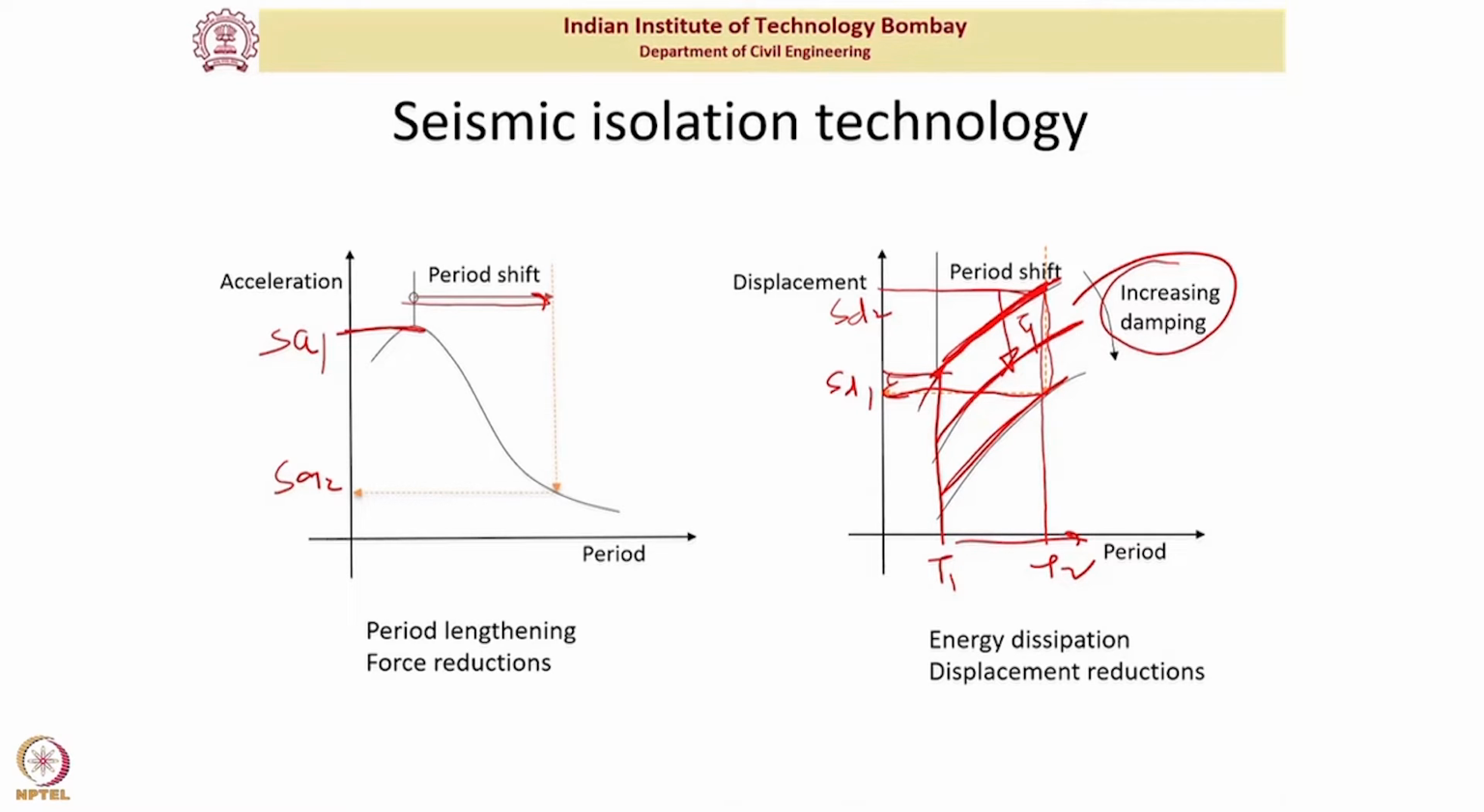So period lengthening leads to force reduction. And if we provide damping, which is basically energy dissipation, it leads to displacement reduction.